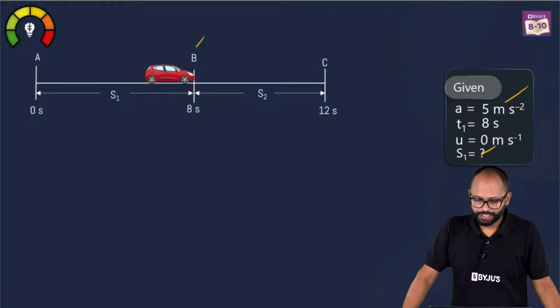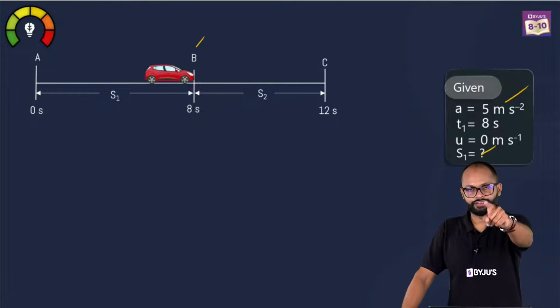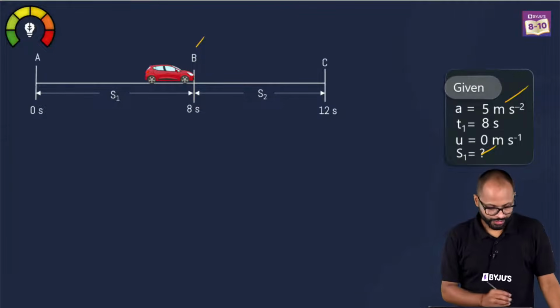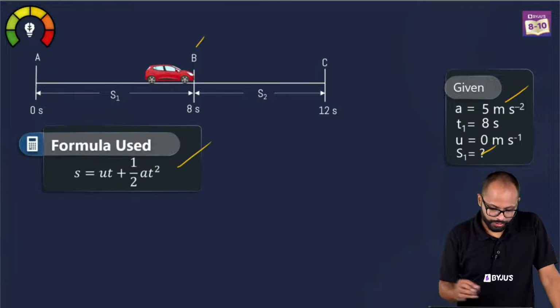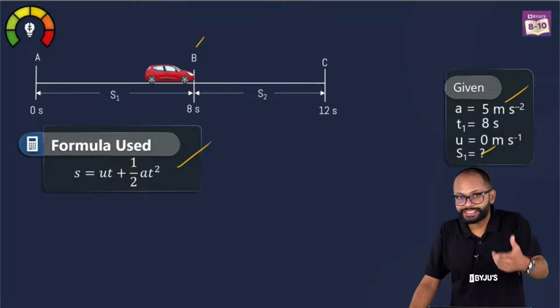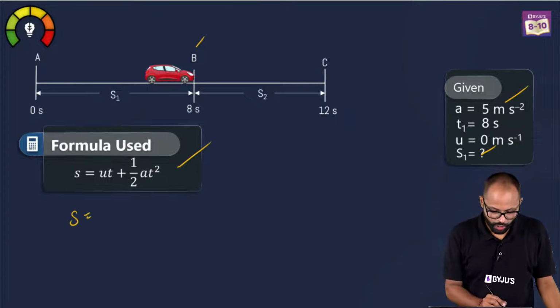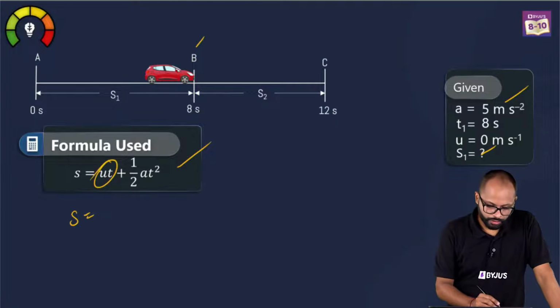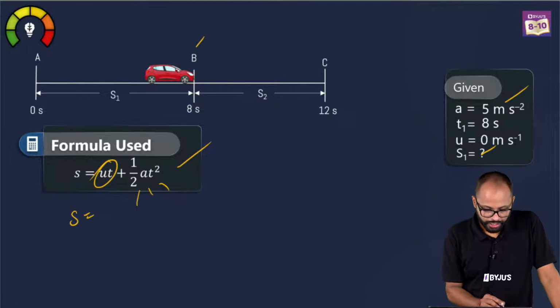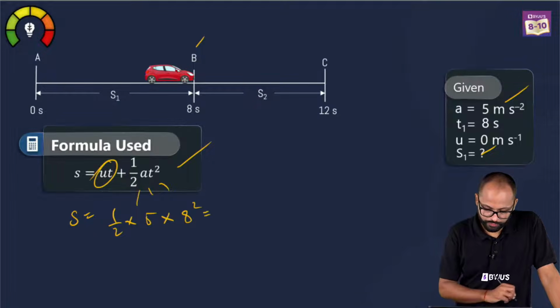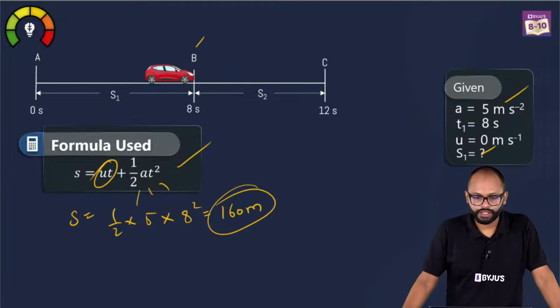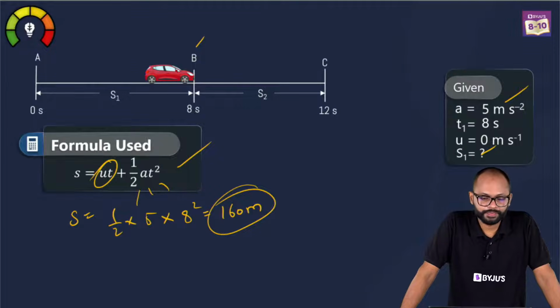Yes, second. Very good, Vidushi. The equation would be S equals ut plus half at square. Why are we using this? Because all these variables are given to you. So S will be how much? Come on. U is 0, so this will be 0. Half of A is how much? 5 multiplied by t square, means 8 square. What will you get? You will get 160 meters. Very good, Shivani. Nice. 160 meters.